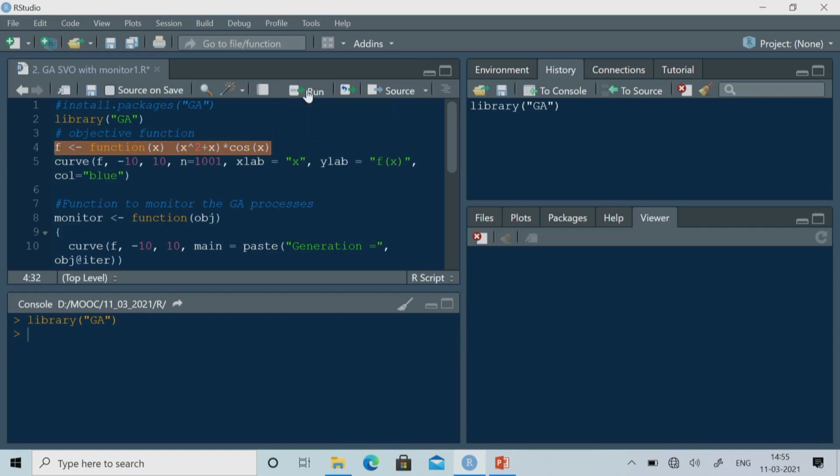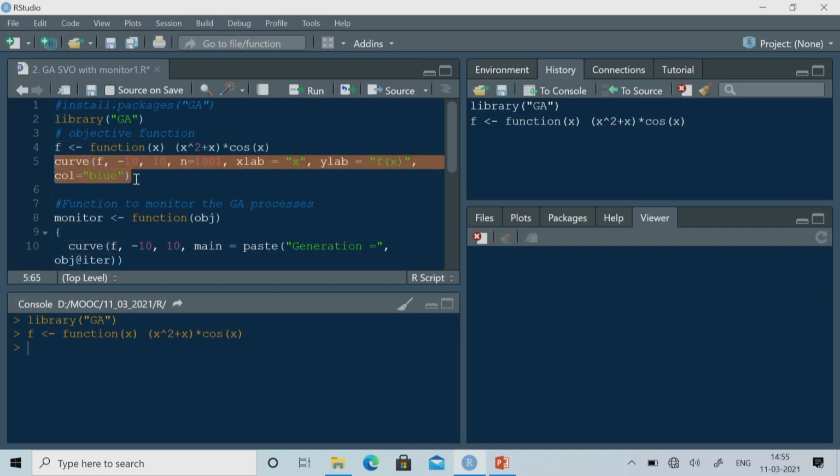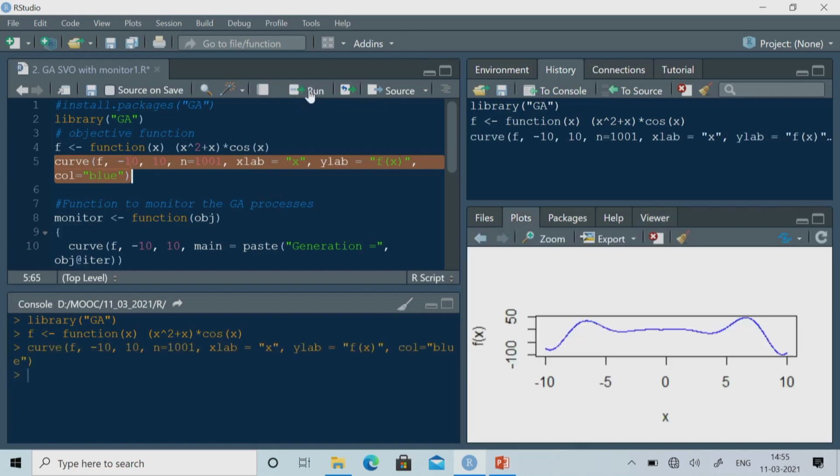This is the function I have written already, and then I have to execute this particular line to draw the curve. So, I am just drawing this curve using the curve function. Again, x is between -10 and +10, and then I am putting the x label and y label, and I am giving the color blue. So, I am getting this particular function. I think up to this line we have already discussed.